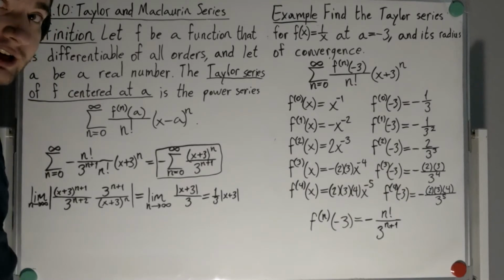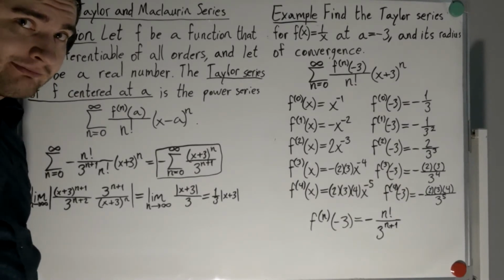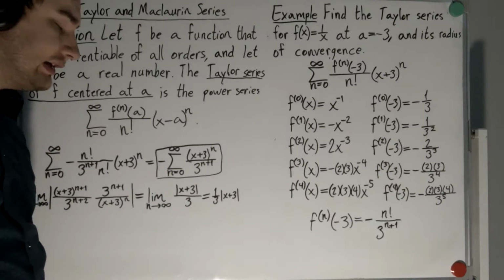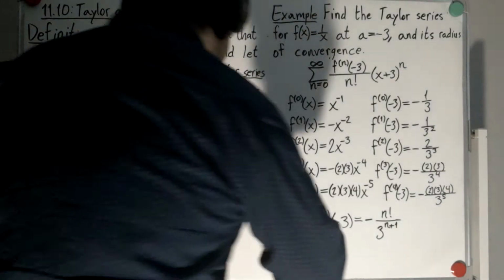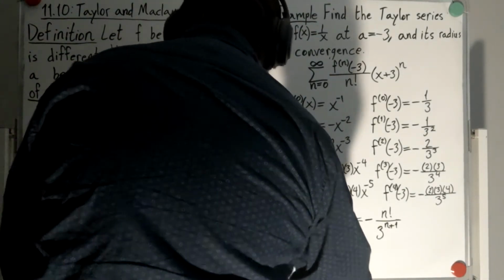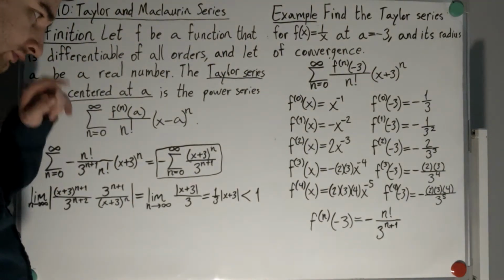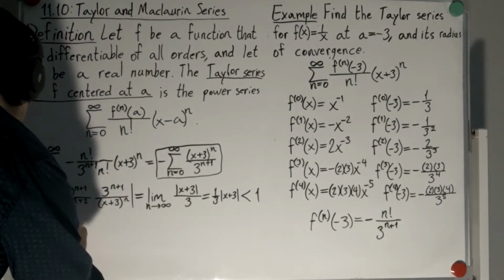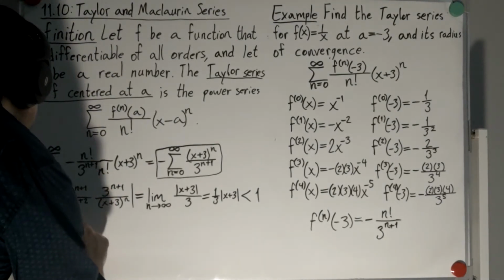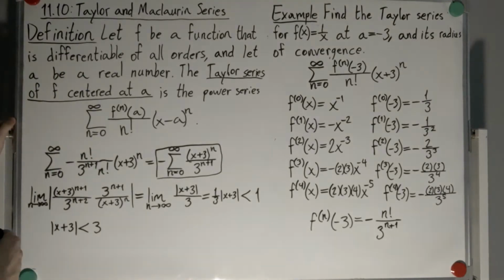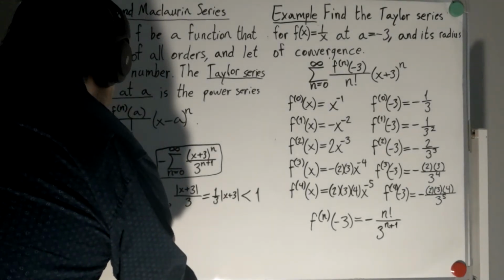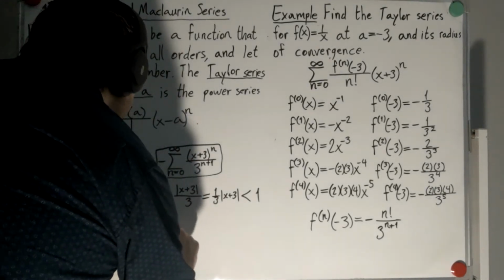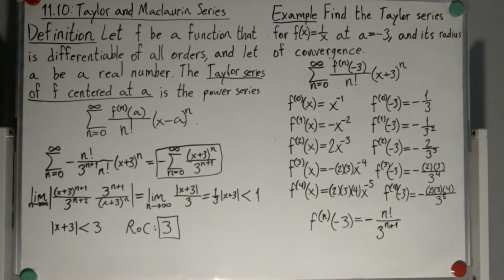Now, in order for the ratio test to guarantee you absolute convergence, this has to be less than 1. So we have to have that this thing is less than 1. That's equivalent to saying that the absolute value of x plus 3 is less than 3, which just means that the radius of convergence is 3. All right?